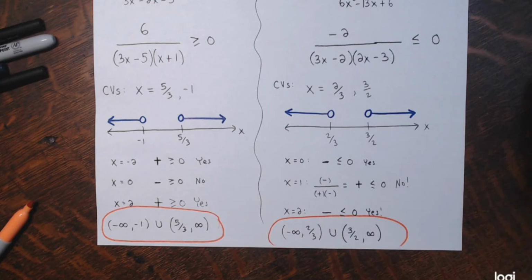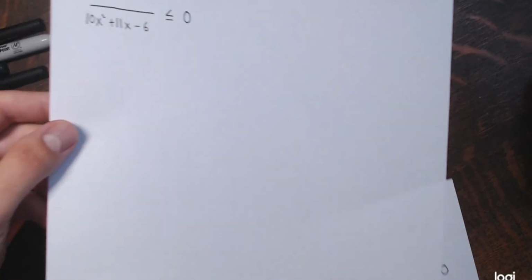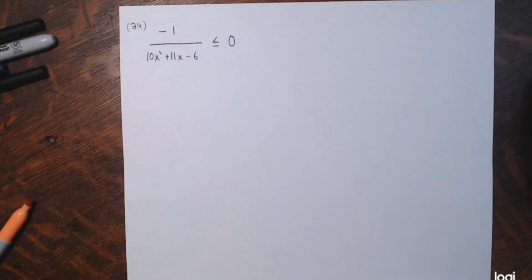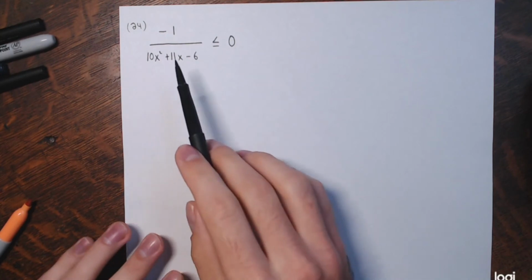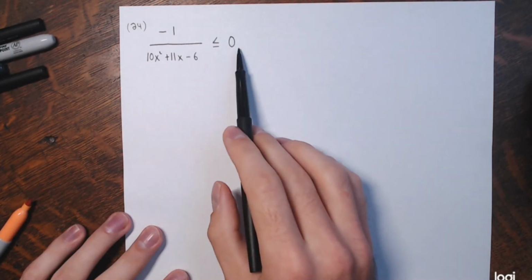Okay, 24 is the last one that's like these, where you have a number in the numerator of a fraction and then some quadratic in the denominator. And it's a single fraction on one side, 0 on the other, like I want.